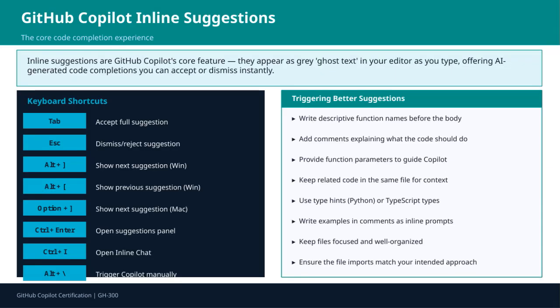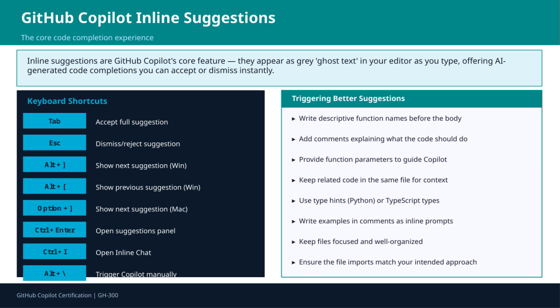GitHub Copilot's inline suggestions are at the heart of the code completion experience. As you type, these suggestions appear as gray ghost text directly in your editor. You can quickly accept a suggestion by pressing Tab or dismiss it by hitting Escape. If you want to cycle through different options, Windows users can use Alt plus the bracket keys to navigate next or previous suggestions, while Mac users use Option plus the brackets.